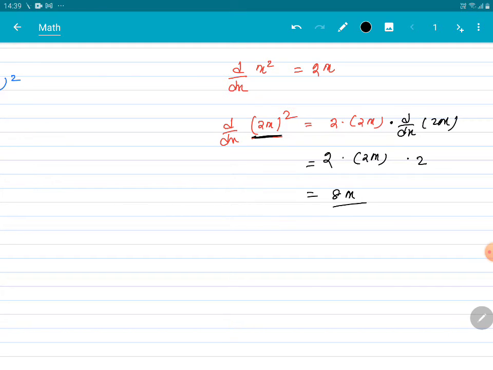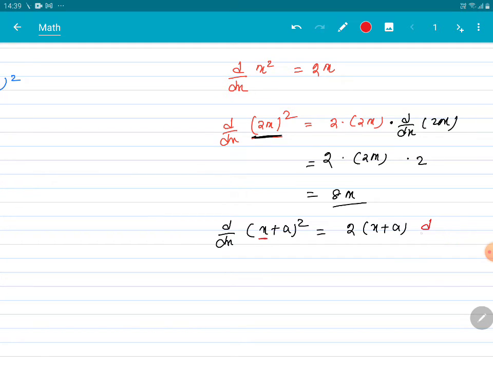Understood? Now, suppose the derivative of (x plus a) whole square is there. So, there is 2 into (x plus a). Again, this is not x, this is x plus a. So, what is the derivative of x plus a? That is 1. The derivative of x is 1 and the derivative of a is 0.